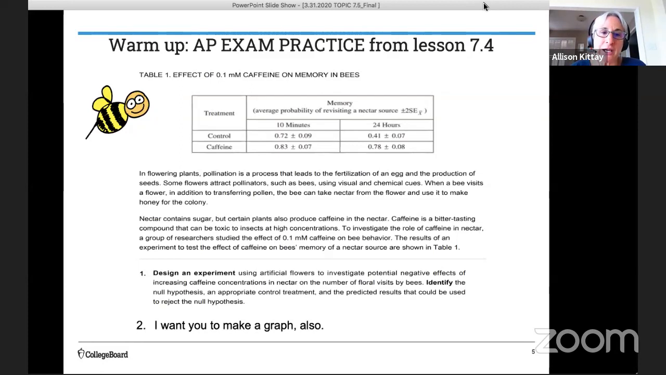It's got a data table, which is titled Table 1, the effect of 0.1 millimolar caffeine on memory in bees. And you can see that in the far left column, there is the independent variable or treatment, which is caffeine, and it is compared to a control. And then we see the dependent variable is memory, which is measured by the average probability of revisiting a nectar source plus or minus 2 standard errors of the mean. And you can see that that data was collected at 2 time periods, 10 minutes and 24 hours.